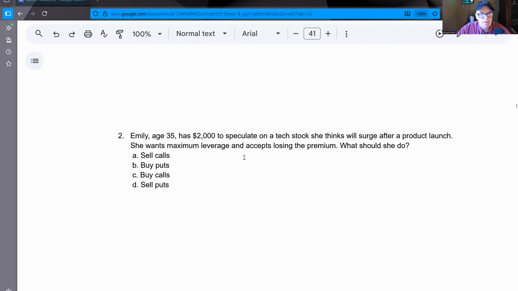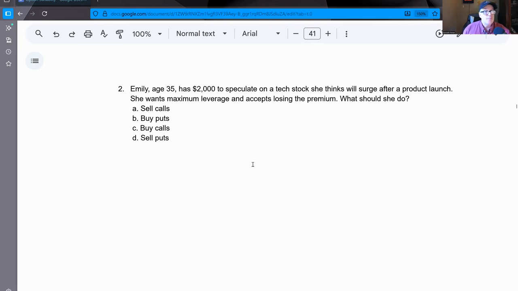Emily, age 35, has $2,000 to speculate on a tech stock she thinks will surge after a product launch. She wants maximum leverage and accepts losing the premium. What should you do? She's bullish. She wants it to go up a lot. She doesn't want to cap her gains. She's going to buy a call. Yes, selling a put is bullish also, but she didn't say income, and you don't make a lot of money. Remember, whenever you sell an option, you're not looking for big gains. You're just looking for the premium. You kind of hope nothing happens.